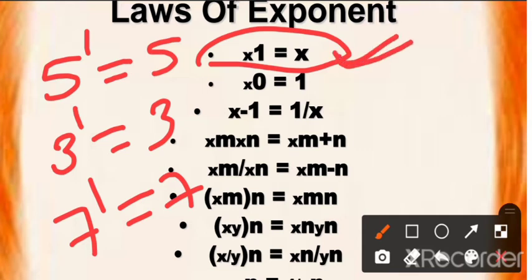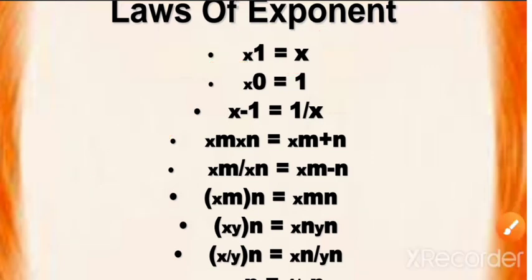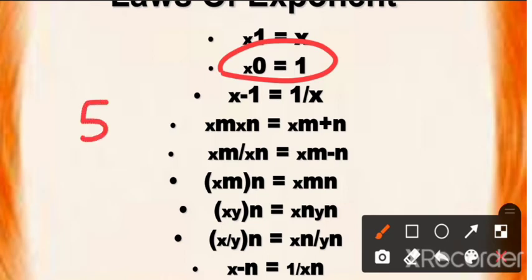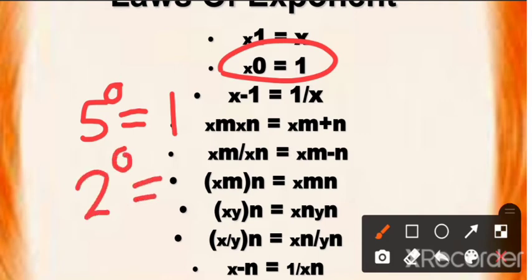And the second idea is x power 0. x power 0 means 1. It means any number to the power 0 always gives 1. 5 power 0 is equal to 1, 2 power 0 is equal to 1.